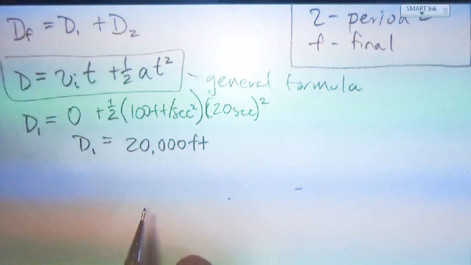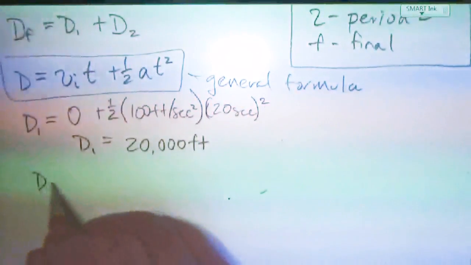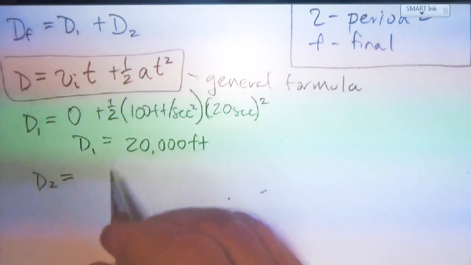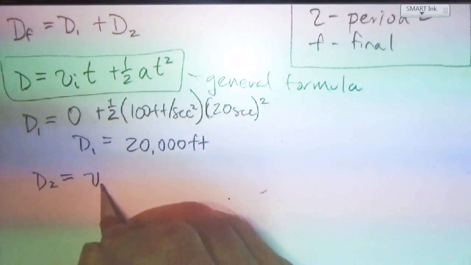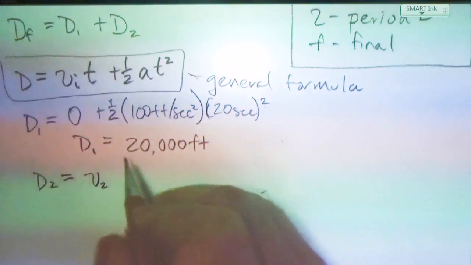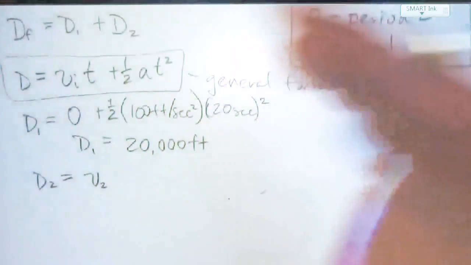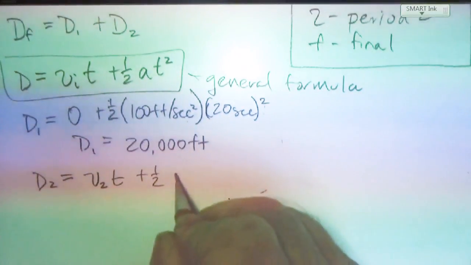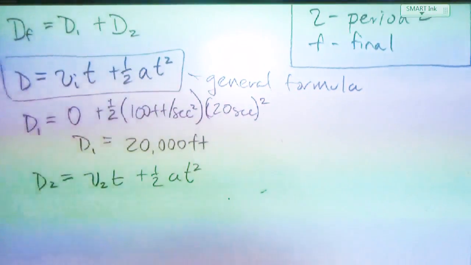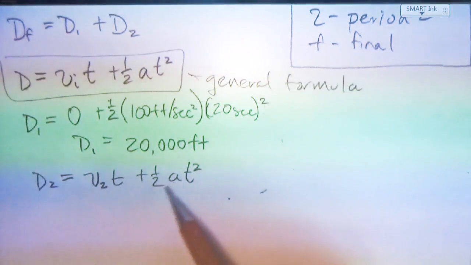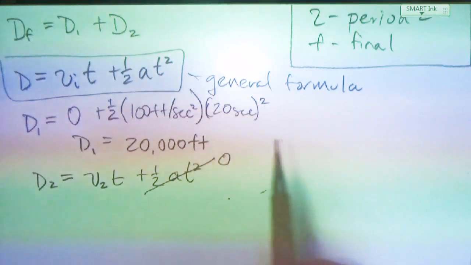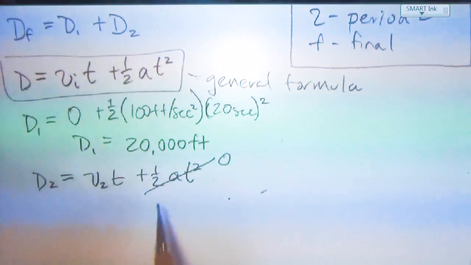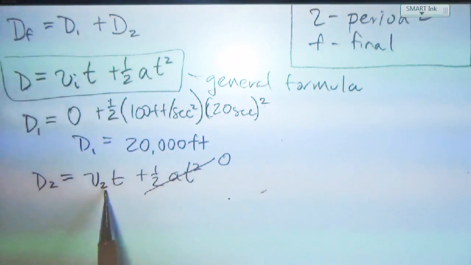So we have to do that same thing again. It stops accelerating at that point, right? So d2, okay, is equal to velocity during that second time period, okay, because once it accelerates, then it has a velocity, times time plus 1/2 the acceleration times the time squared again. But now, during the second time period, this acceleration is 0. So we don't have a term here. That's just 0. So now all we need to find out is that velocity times the time.